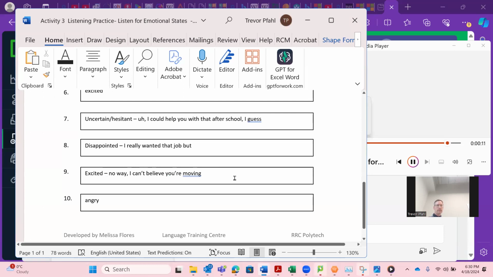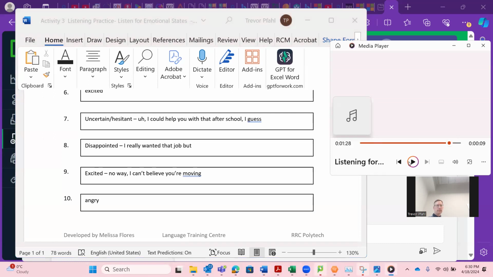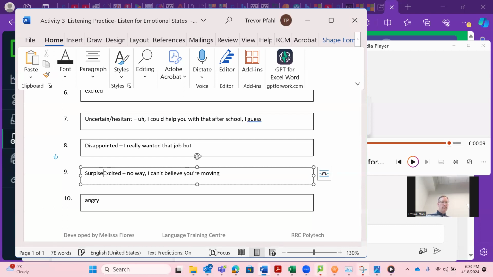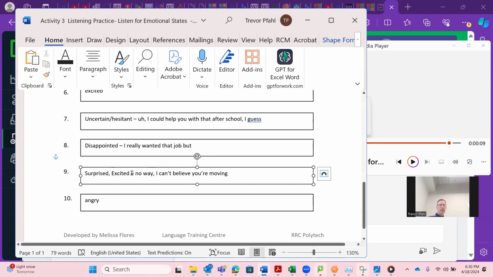So, I think if this was on a quiz, I would accept either of these then. Surprised or excited. Because yeah, you're right. When you're saying no way, then almost, no, yeah, I can't believe. So then they're excited for what's happening, but surprised because of the news or the announcement within that. Okay. So yeah, I think surprised is probably a better choice, but I would accept excited because just of their intonation.